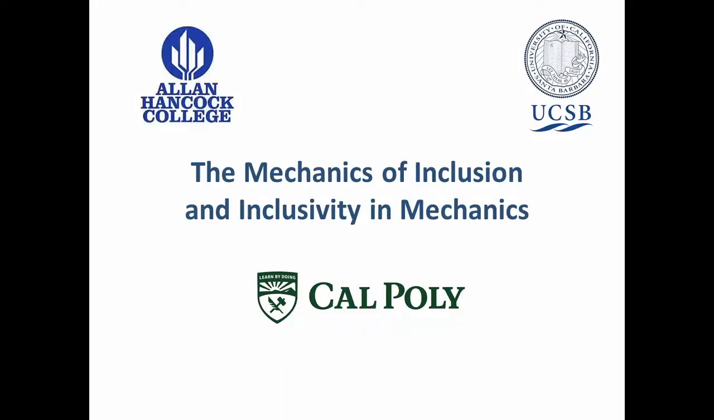The mechanics of inclusion and the inclusivity of mechanics is a cross-disciplinary effort between physics and engineering and a cross-institutional effort between Cal Poly, Allen Hancock College, and UC Santa Barbara. The overarching goal of this project is to eliminate equity gaps in performance in mechanics, specifically introductory physics, statics, and dynamics. Data show that ethnically and racially minoritized students and first-generation students have an average GPA as much as 0.5 points lower than their peers.